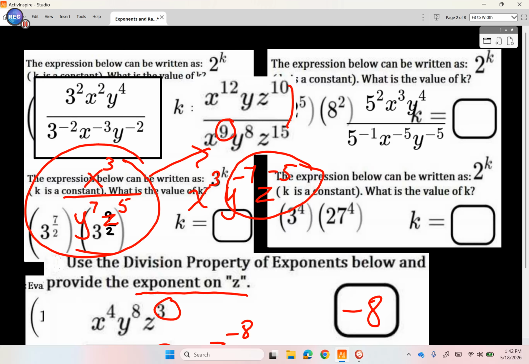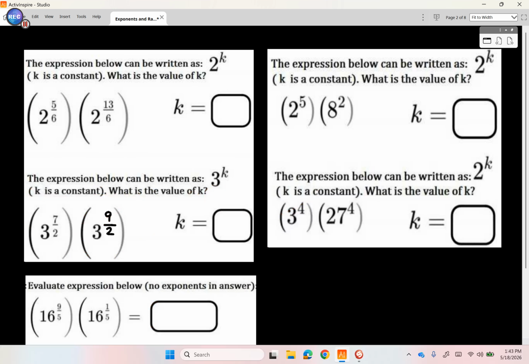Alright, let's move on to the next page here. So this is your multiplication rule for exponents, which is keep the base and add your exponents. You have a calculator that adds fractions. So don't look at this and think, oh, I have to do it all on the paper. Press the buttons on the calculator. 5/6 plus 13/6 clearly gives you 18/6, which is 3.